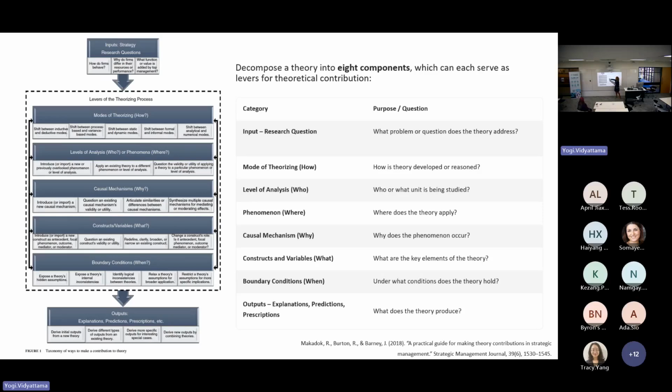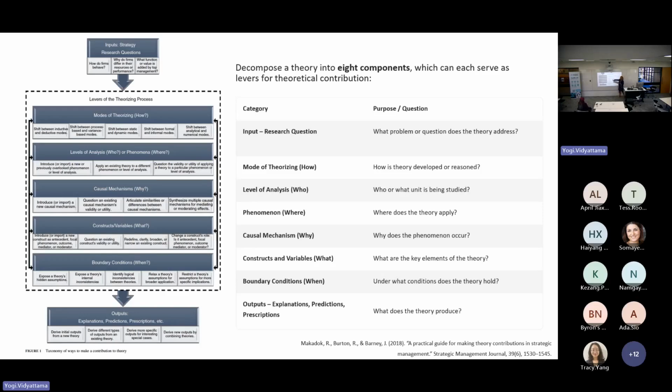Absolutely. The second area where we can actually have a contribution is this mode of theorizing. How is theory developed and reasoned? And again, in the paper, they give this specific, they call it a taxonomy of ways to make a theoretical contribution. And to answer the how question, they have included mode of theorizing, right? Like, are you shifting from static mode to dynamic mode, shift between formal, informal, shift between analytical, numerical? They give a couple of examples of how the mode of theorizing you can make a contribution in.